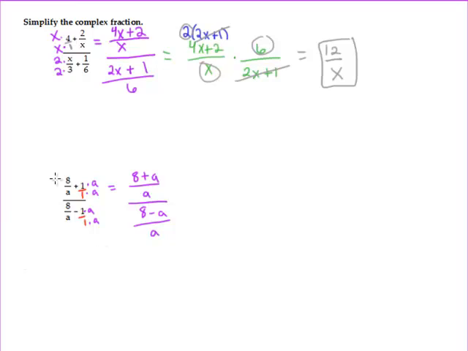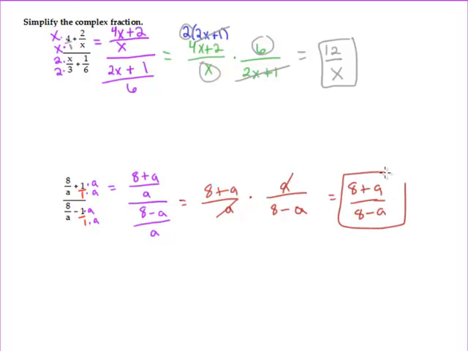So we take the top fraction times the bottom fraction flipped, and that gives us 8 plus a over 8 minus a, which does not simplify at all because of the plus and the minus sign. So that is our answer.